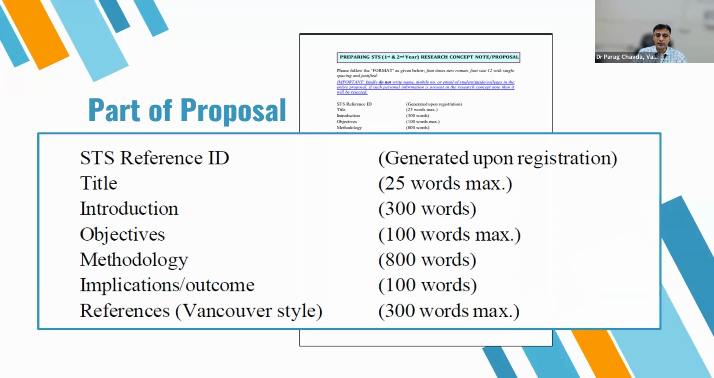So our proposal has STS reference ID. We looked at this in the last session. This is the recap. So STS reference ID, title, introduction, objectives, methodology, implications, and references. And we look at the word counts there. What we realize is the most words are associated with the methodology section. Introduction section also has substantial word count, and the references also take a lot of word count.